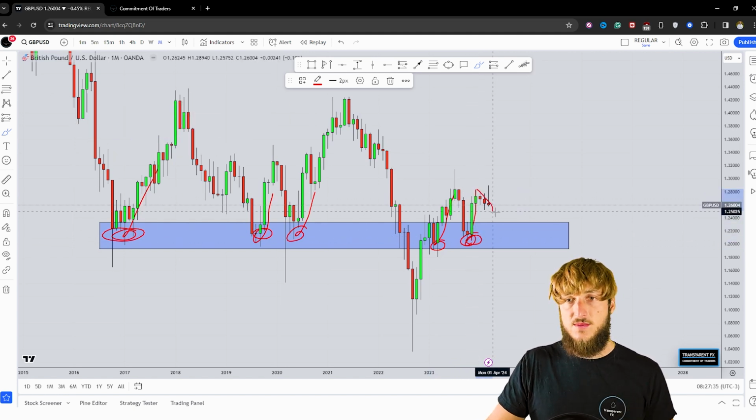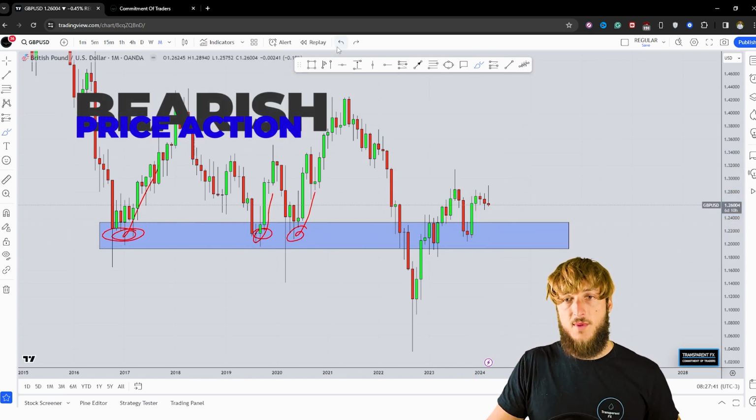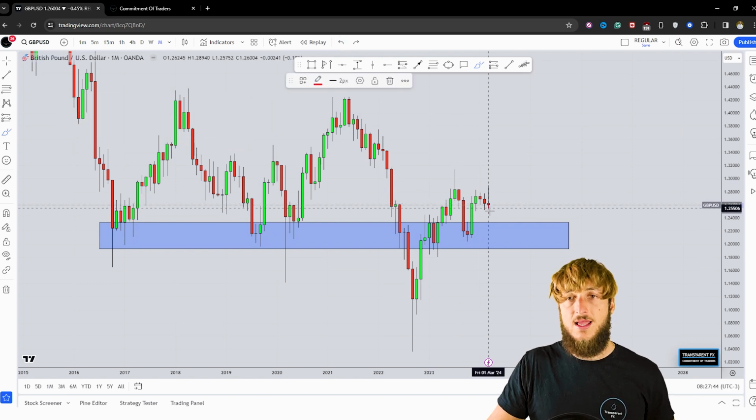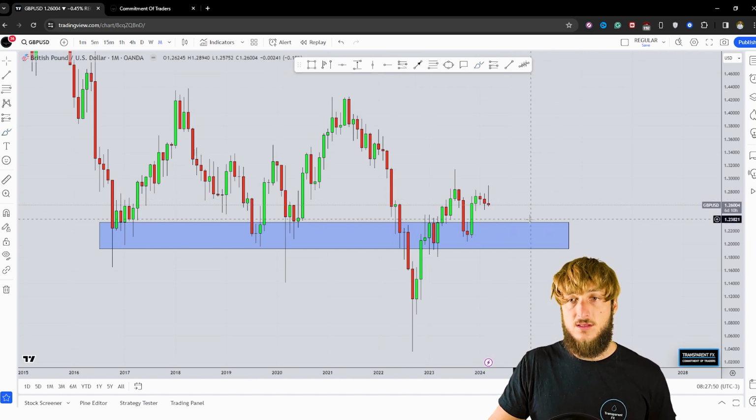At the moment, it seems like the market wants to go for another test of this zone before then getting rejected to the upside. So from a monthly standpoint, what we could expect is to see some short-term bearish price action for the market to go once again and test this zone.